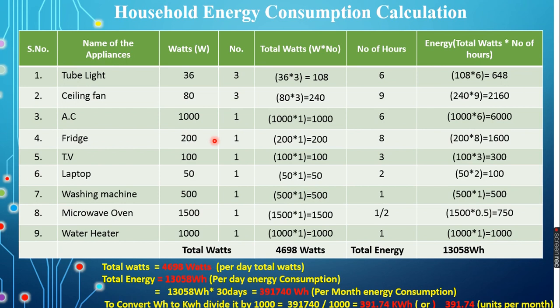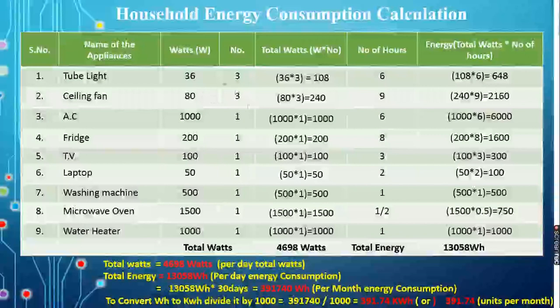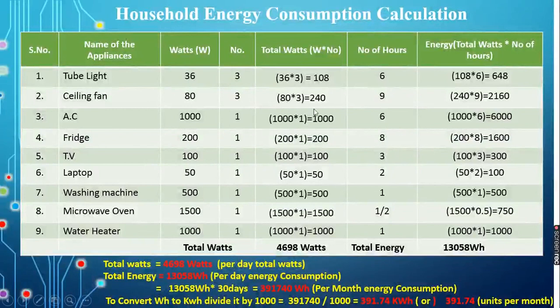Likewise, we can measure all these appliances. Like this method you can measure this. For the ceiling fan, 80 watts, quantity is 3. For this calculation 80 watts into 3, the total watts we are getting is 240. The total watts here for the ceiling fan is 240, and likewise the energy calculation is total watts into number of hours, that is 9 hours, total watts is 240, so we are getting a total energy of 2160. Likewise we can calculate the total watts and total energy for all of these.